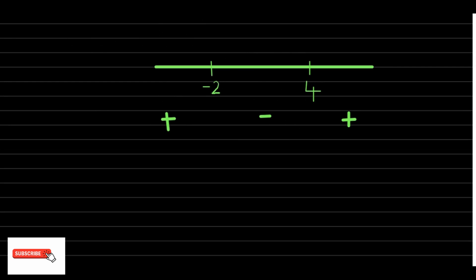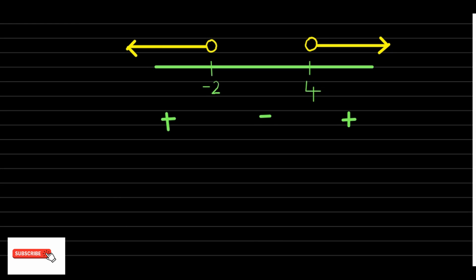So the question was asking for a value where this function is greater than 0. And from what we can see here, this function is greater than 0 when x is greater than 4. And this function is also greater than 0 when your x is less than negative 2.